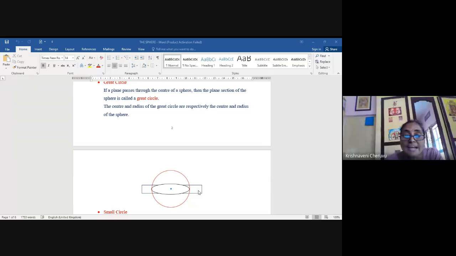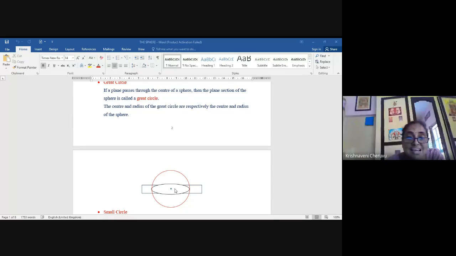Okay, so to identify whether the circle is a great circle or a small circle, what you have to do is find out the center of the sphere, girls. And when the center of the sphere satisfies the equation of the plane, you can say that the circle is a great circle. Because here you can see in the picture that the center of the sphere is lying on the plane. Now one more thing is, if it is a great circle, girls, the center of the sphere is same as the center of the circle.